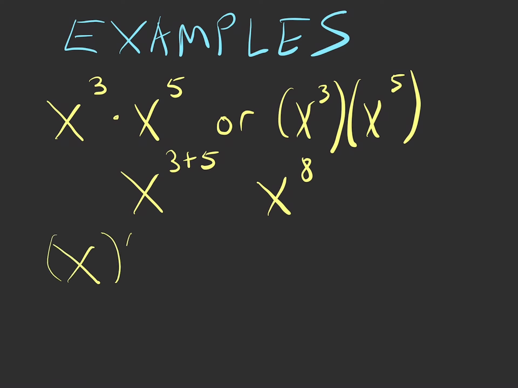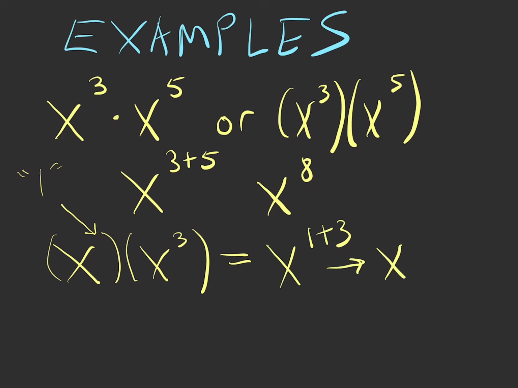So let's say we then have x times x to the third. Because there are parentheses next to each other, we're multiplying. Notice there's no exponent written above that x. Well, that means there's a 1. So think of that as a 1. You can even write it in if you want. So when we multiply those, we're going to get x to the 1 plus 3, or x to the 4th power.